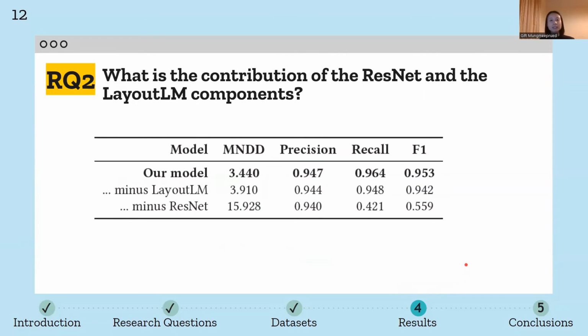The second research question is what is the contribution of the ResNet and the layout element components? As seen from the table, when considering the F1 score here, the score drops slightly when we exclude layout element, which is a language model that also takes into account the information of the document layout, and the score drops greatly when we exclude ResNet, which is the image model. Therefore, the image component plays a more significant role in this dataset.